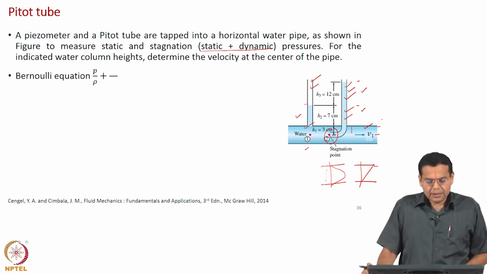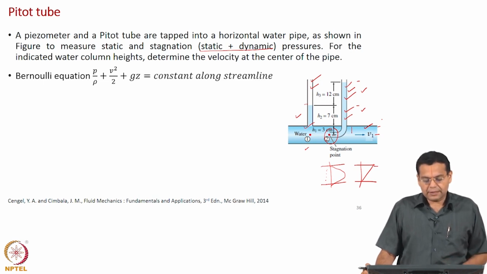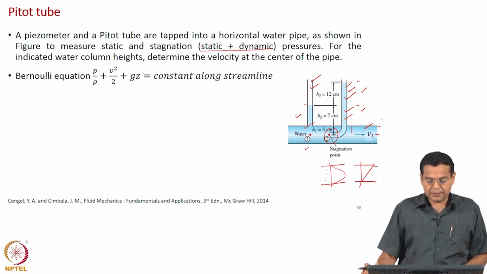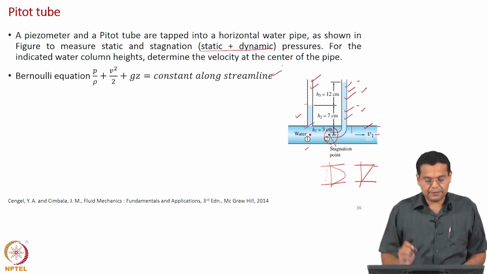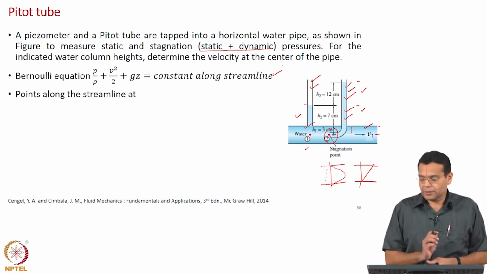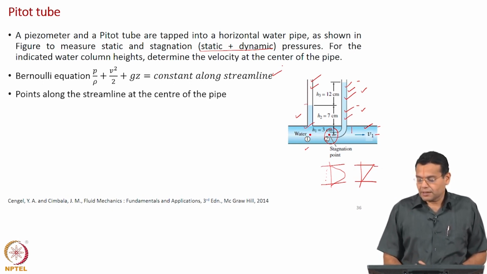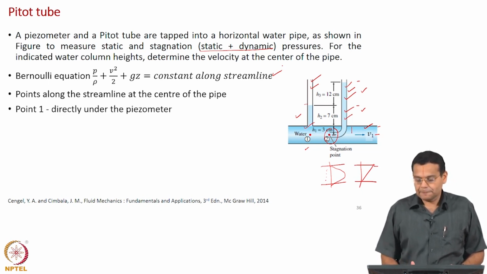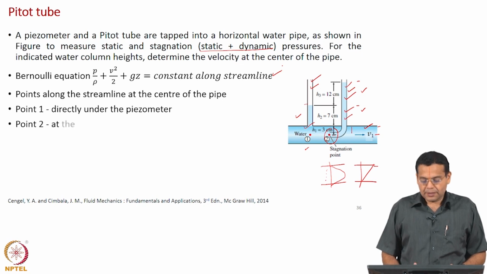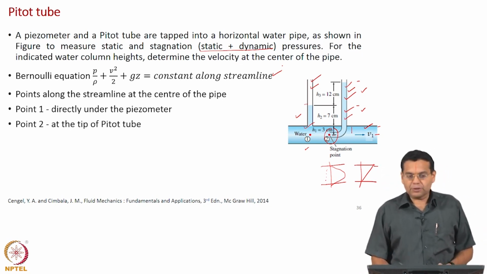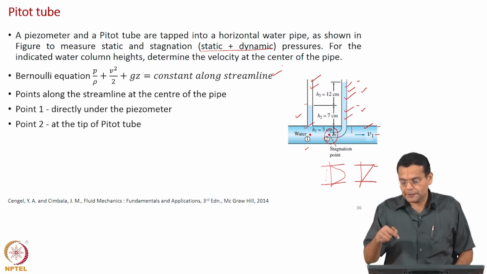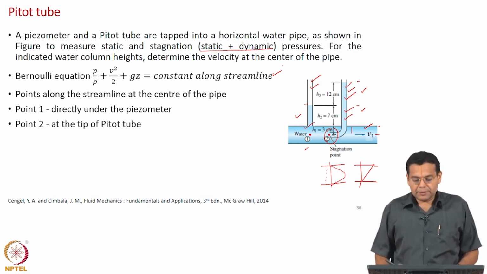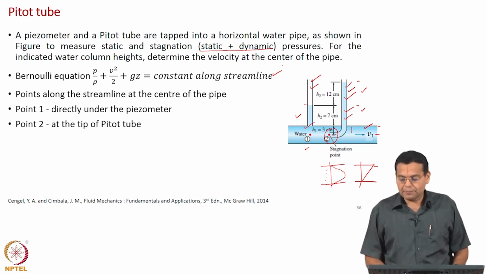So, now let us write the Bernoulli's equation, which says that P by rho plus V squared by 2 plus g z is equal to constant along a streamline. Now, what we will do is we will choose a streamline along the center line of the pipe, and point 1 is directly under the piezometer, and point 2 is at the tip of the pitot tube, that is what is shown here. Point 1 is below the piezometer, 2 is at the tip of the pitot tube.